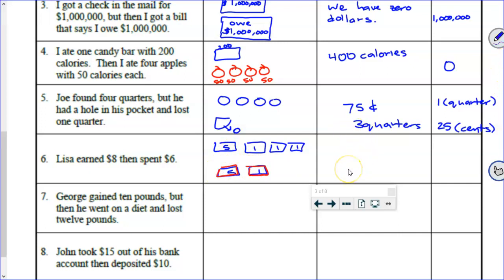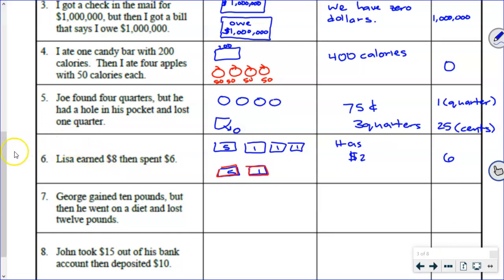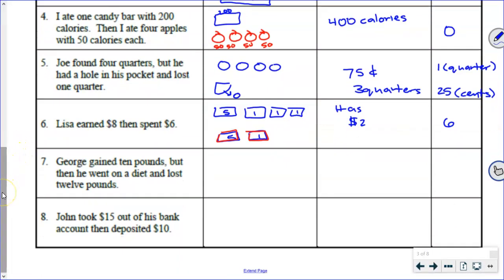And the net result here is, I'm looking for hands. What's the net result? Tanner? She has $2. And how many zero pairs then? Grant, how many zero pairs? Yep, how many zero pairs? Correct, 6. Or 600 cents, yep. Again, it depends on our unit of measure. I like dollars best, but you are not wrong if you say 600 cents.